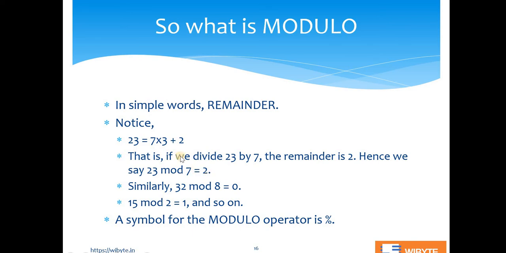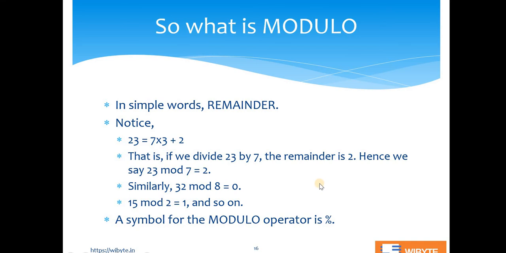So basically we're asking, if I divide this number by the second number, what is the remainder? For example, 32 mod 8 is 0 because 8 times 4 is 32 and hence there is no remainder. Similarly, 15 mod 2 is 1 because 15 is equal to 2 times 7 plus 1. So that 1 is the remainder. Now, if you think carefully, you realize that for 32 mod 8, the remainder will only be 0, 1, 2, 3, 4 up to 7. So if you are dividing by a number n, the remainder will only be 0, 1, 2, 3, 4 up to n minus 1.